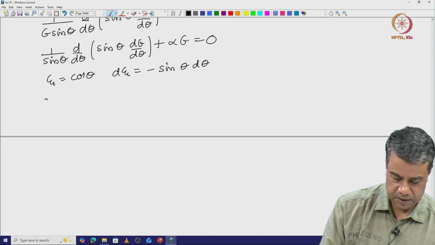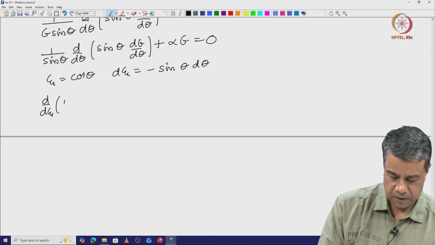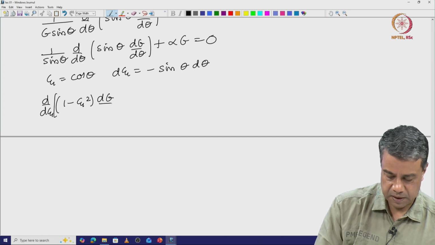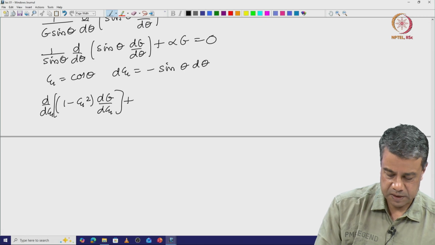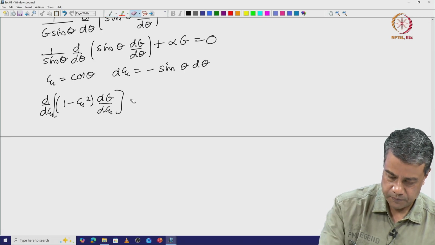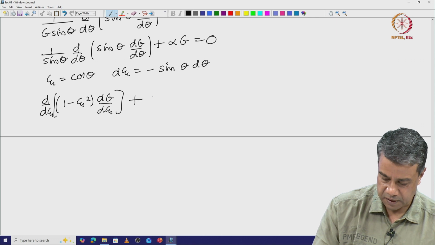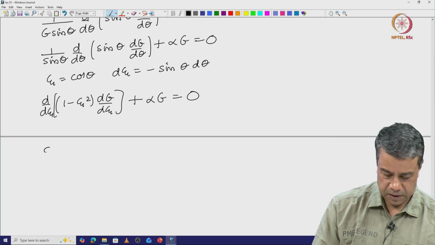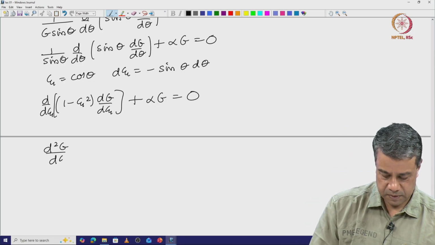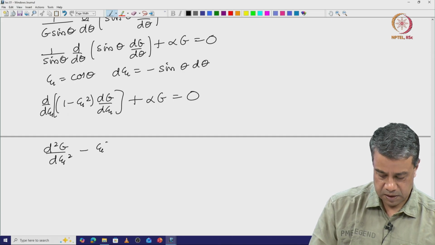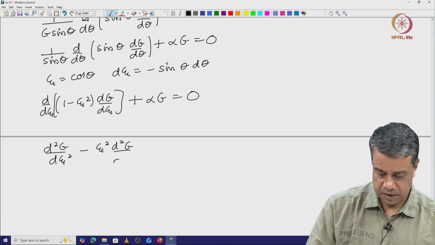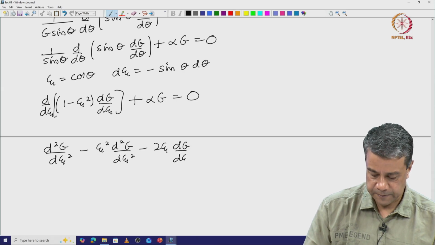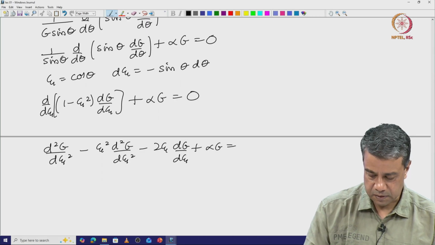And the equation becomes d by d psi of 1 minus psi square into dg by d psi plus alpha times g equal to 0. Alternatively, d square g by d psi square minus psi square d square g by d psi square minus 2 psi dg by d psi plus alpha g is equal to 0.